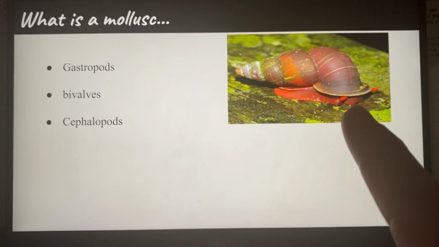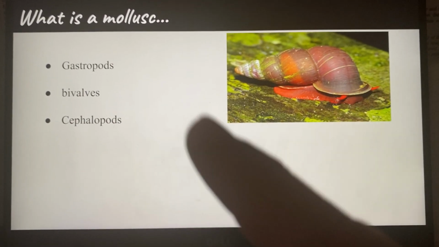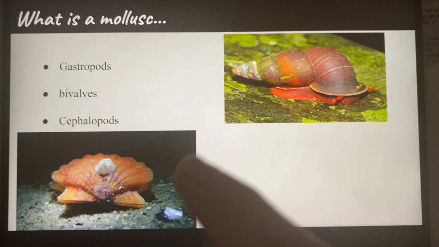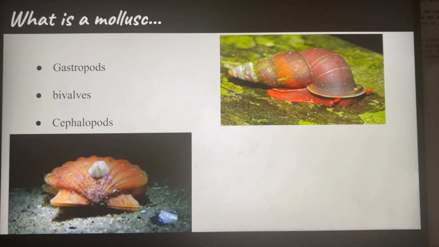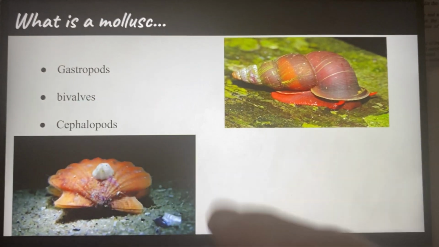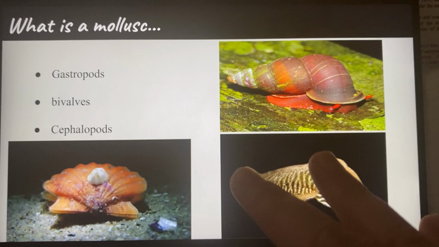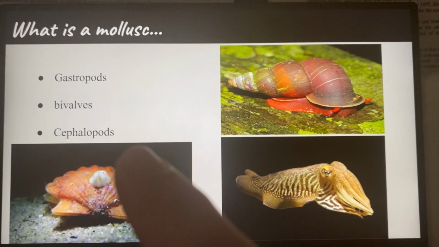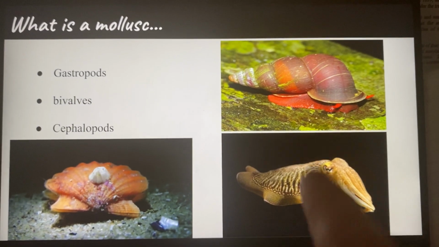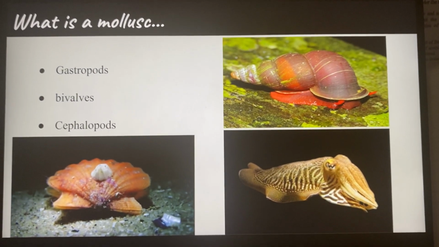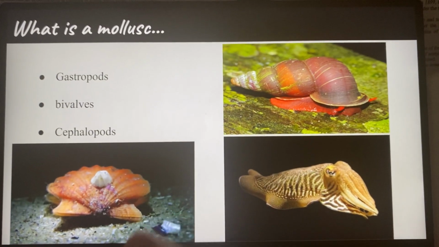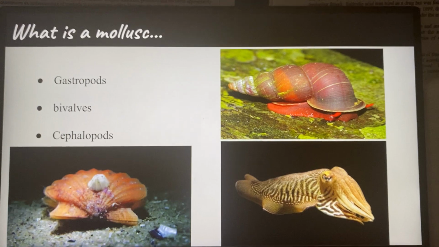The first one is going to be snails and slugs, or gastropods, okay? The second one is going to be clams, mussels, and scallops. Those are going to be your bivalves. And the third class is going to be cephalopods. That's going to be your squid, your octopus, and your cuttlefish. This is a cuttlefish right here. Okay, so that's the difference. We got your gastropods, your bivalves, and your cephalopods.